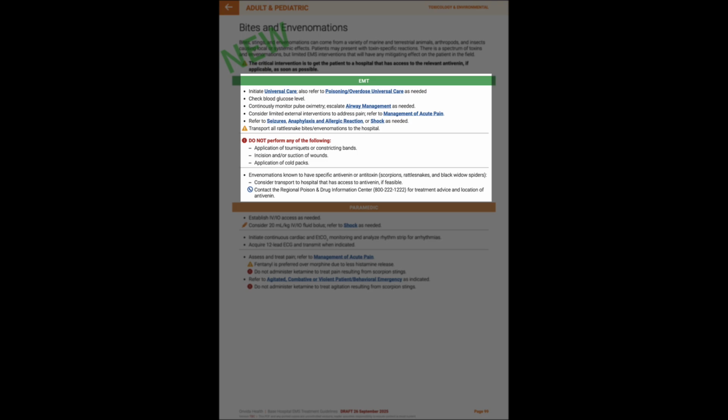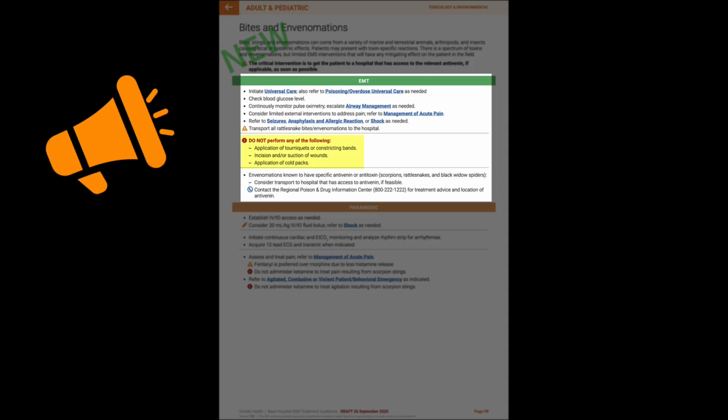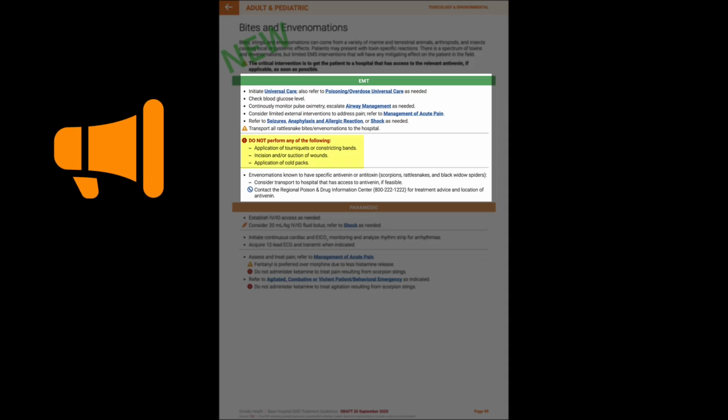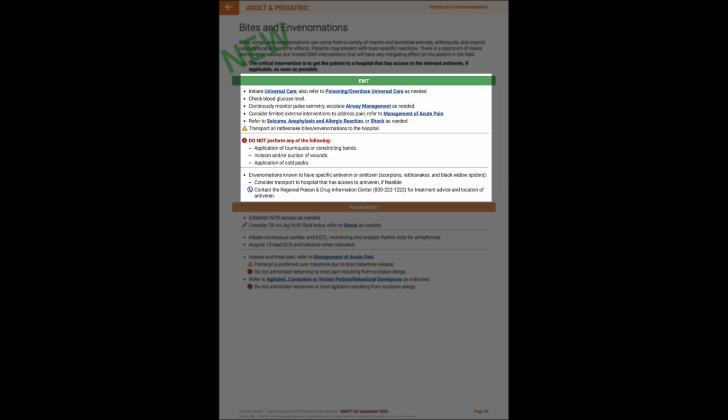There are also several strong cautions clearly listed. Do not apply tourniquets, cold packs, or make any incisions on the skin, and do not attempt any suction. These are still occasionally seen in the field, but have been clearly shown to worsen outcomes and offer no benefit. For rattlesnake bites, the directive is simple: transport all patients to the hospital. Even if symptoms are mild at first, systemic effects can progress unpredictably. Do not rely on physical exam findings to rule out a significant envenomation.